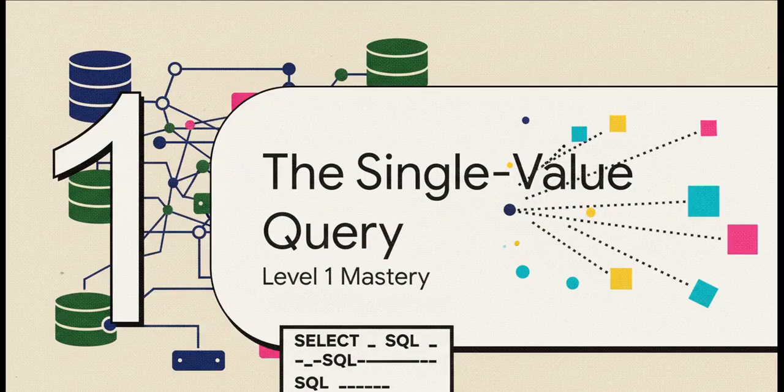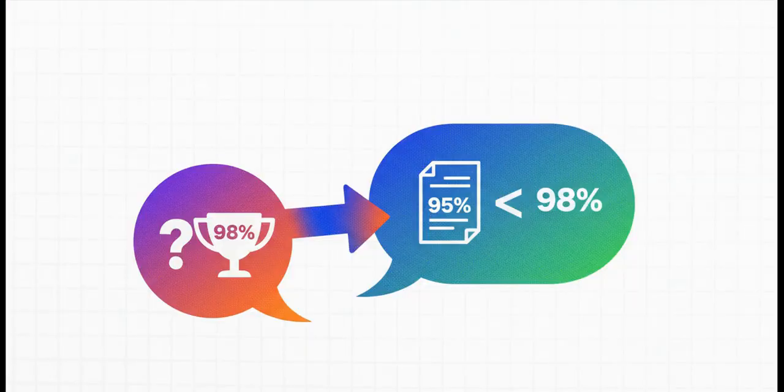Okay, let's start at level 1. This is the foundation, the one you're going to see and use all the time. We're talking about the single value or single row subquery. Before we even look at code, let's think about a real-world example. Say you want to know if you got the highest score on a test. Well, first you have to ask a question, right? What is the highest score in the class?